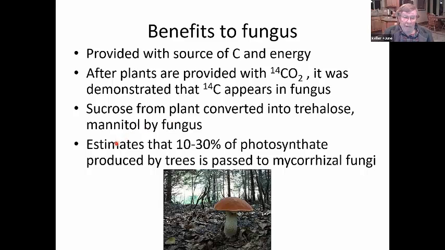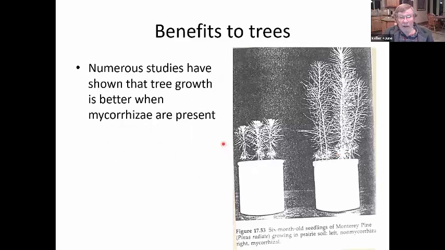And I've seen various and sundry estimates wherever I read something that anywhere from 10 up to 30% of the photosynthate produced by trees is passed to the mycorrhizal fungi. That's a big percentage. If 30% of the photosynthate produced by trees goes to the fungus, then you would think that the tree wouldn't grow so well when it's got these mycorrhizal fungi on it. But there's been a lot of studies that have shown that tree growth is actually much better when mycorrhizae are present.